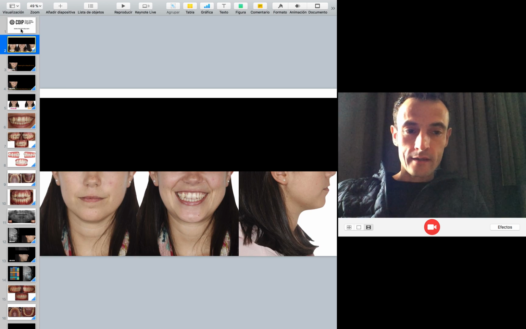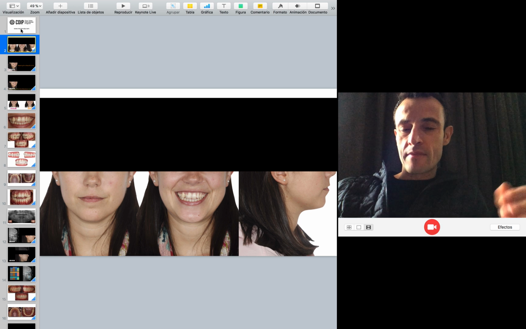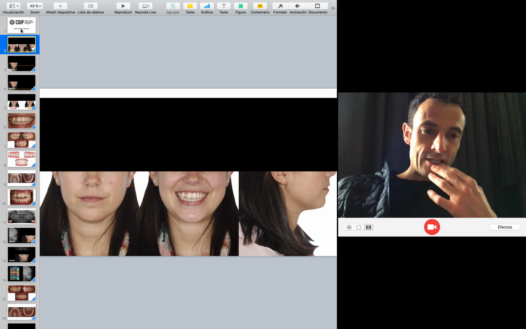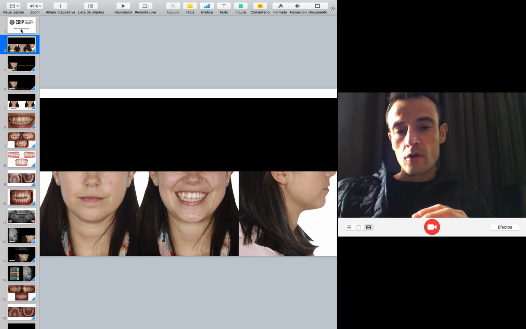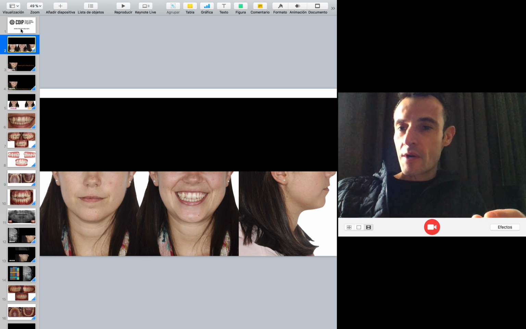This is the real situation when she arrived at my clinic. You can see many things in the face. Look at the tension of the lips in the first picture, which she had to do to close the mouth. Also the asymmetric smile, the occlusal plane a little bit canted, the midline deviated. You can see the severe crowding that she presented.